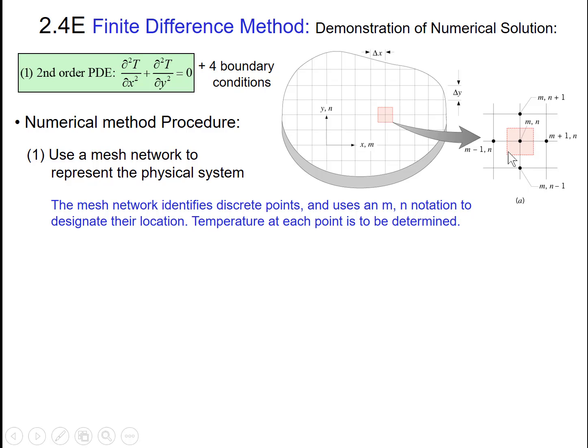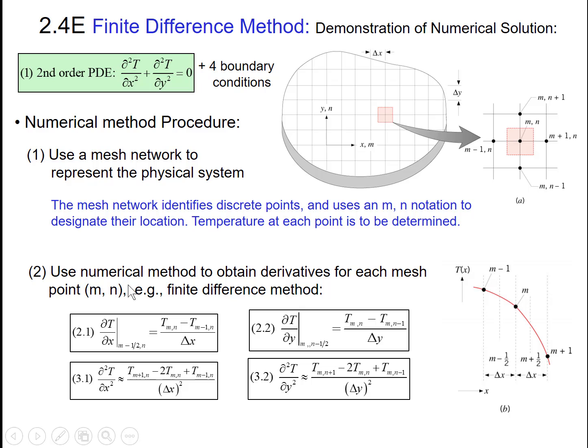Finally, the temperature at each discrete point is to be determined. 2. We use a numerical method like the finite difference method to obtain the derivatives for temperature at each mesh discrete point like Mn. For example, the temperature first derivative in the x direction and in the y direction is represented by temperature at two different points. However, the second derivative for temperature in the x direction and y direction is represented by temperature at three different points.